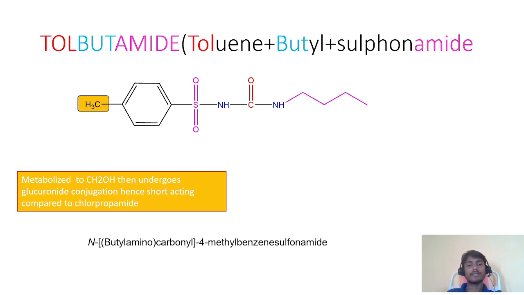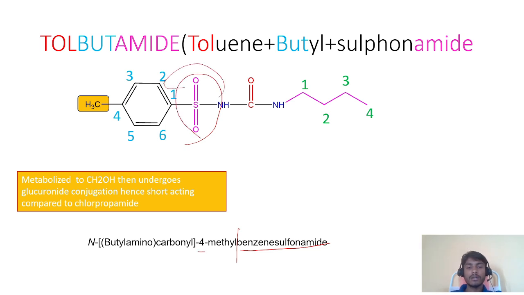So this is the drug structure. See the numbering. First we need to identify the functional group. So sulfonamide and amide group are there. Automatically the sulfonamide group will get more priority. Then numbering will start with sulfonamide. The numbering is like this. So the IUPAC name is benzene sulfonamide. So the sulfonamide group is there on benzene. Hence benzene sulfonamide, 4-methyl. Fourth position it is containing a methyl group.